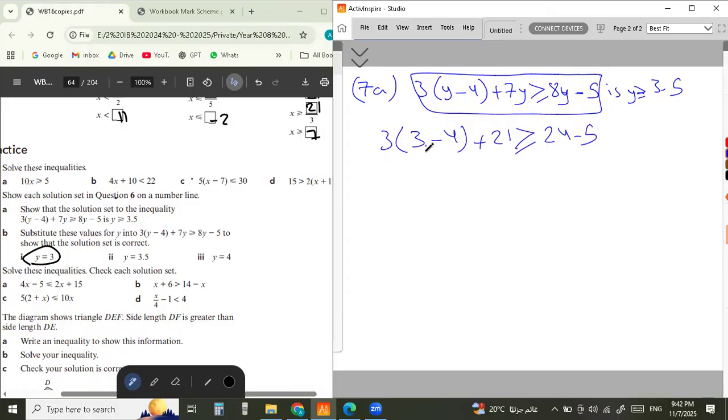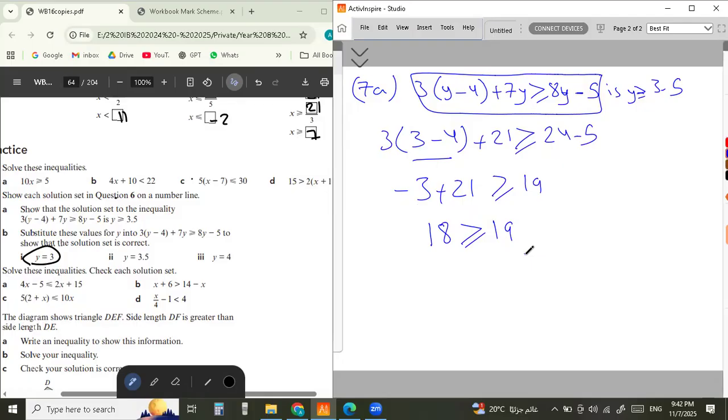Let's simplify. Here, 3 minus 4 is negative 1. Negative 1 times 3 is negative 3. So 3 times negative 1 is going to be negative 3 plus 21 is greater than or equal to 24 minus 5 is going to be exactly 19. Negative 3 plus 21 is what? Negative 3 plus 21 is going to give you exactly 18. Oh, is 18 greater than or equal to 19?